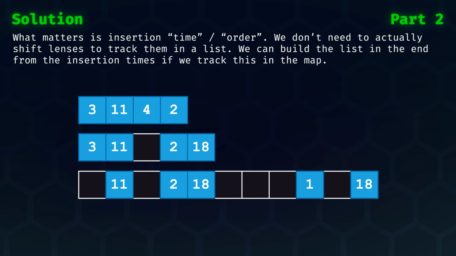So consider having 4 lenses in a box with focal lengths 3, 11, 4, and 2. If I then remove the lens with focal length 4 and I add one with a focal length of 18, then it is perfectly fine to leave the empty spot empty. Taking this one step further, we might end up with the list at the bottom. Now, all we really care about is to know that the lens with focal length 11 was inserted before the lens with focal length 2. Achieving this can be done using the count variable.